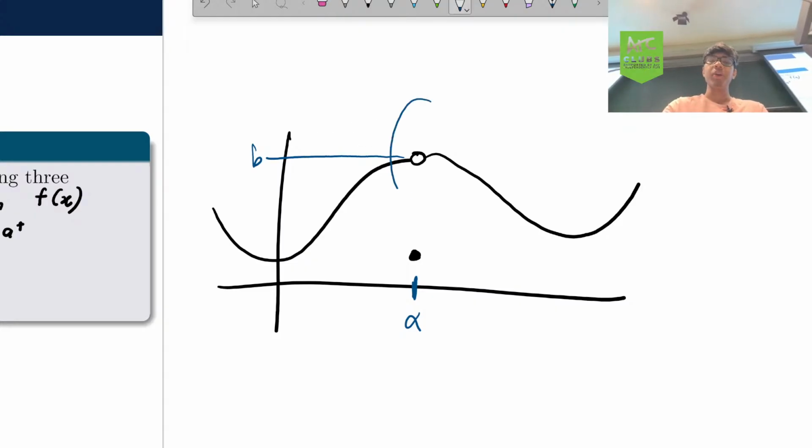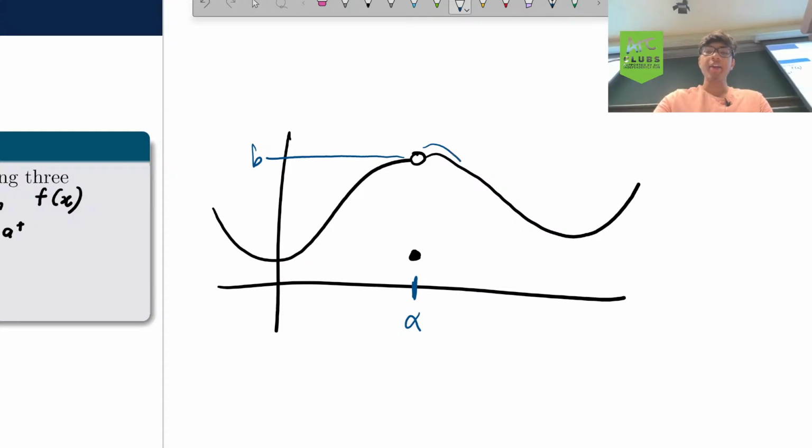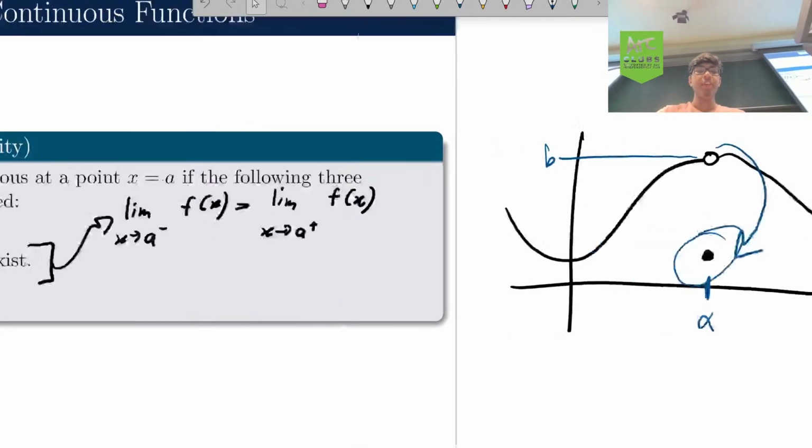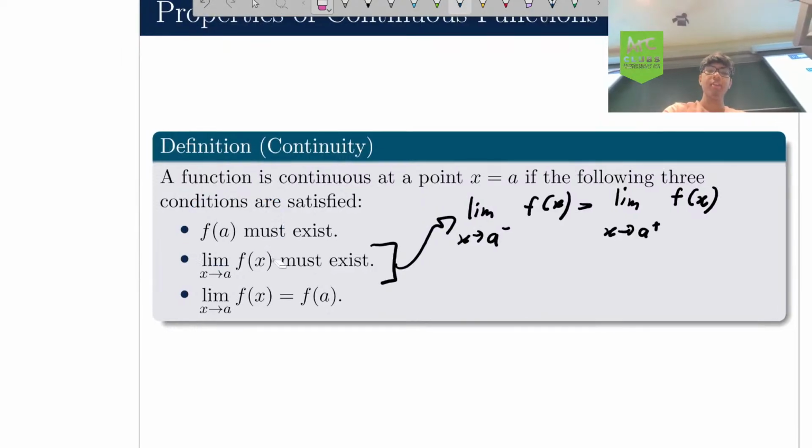But what about the actual function value? The actual function value is all the way down here, at this point. This is my function value f of a. It is not equal to the limit. And because of this, I do not call this function continuous.